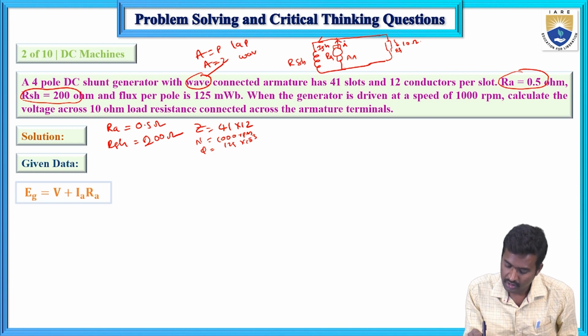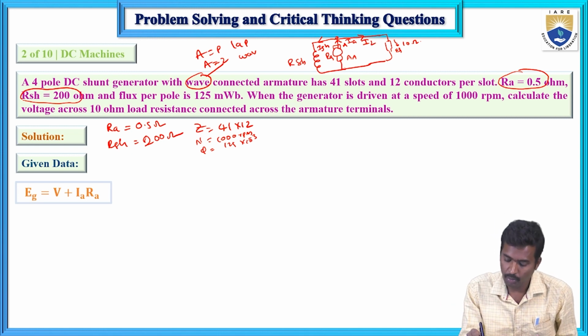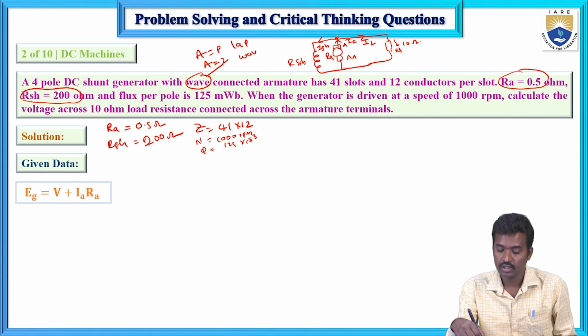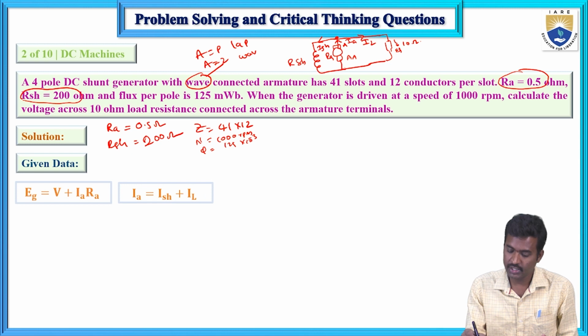This is the IA and this one is the IL. IA equals ISH plus IL if you apply KCL at this node. Here, apply KVL. IA is the entering current and these two currents are leaving currents. Now, IA equals ISH plus IL.